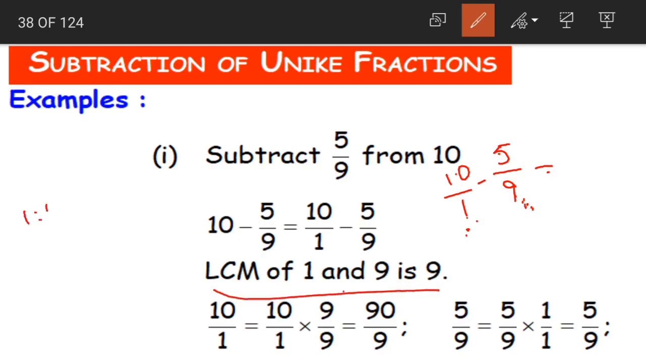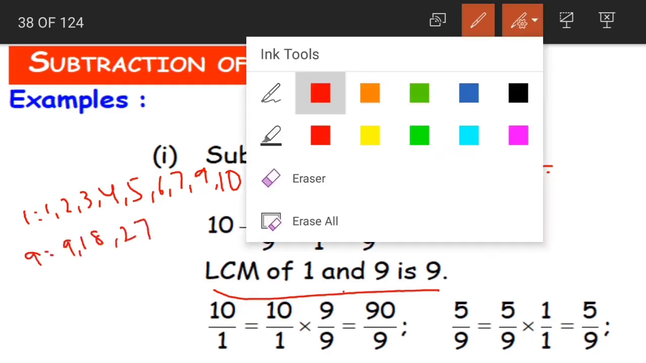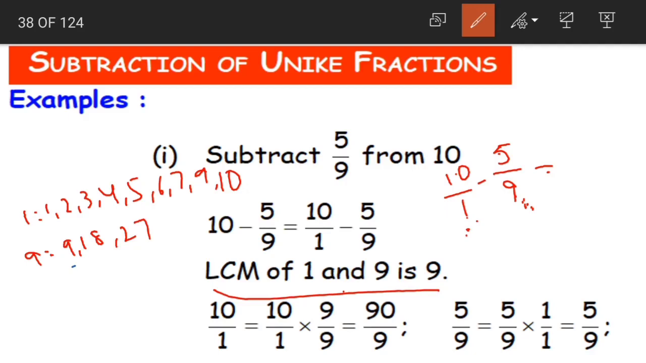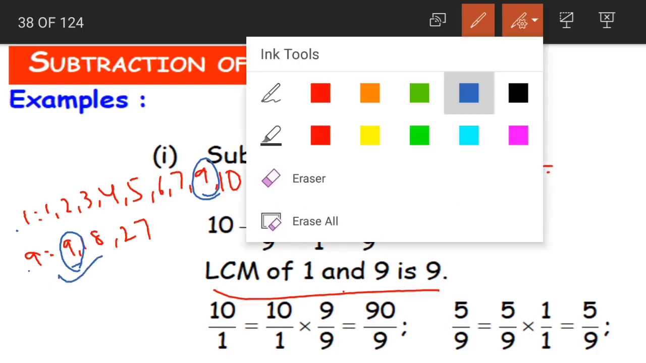Yes, when we take the LCM of 1 and 9, what are the multiples of 1, children? These are the multiples of 1. And coming to the multiples of 9, these are the multiples of 9. We can stop after the first multiple itself. Why? Because we got our least common multiple, that is 9. LCM of 1 and 9 is 9 here.